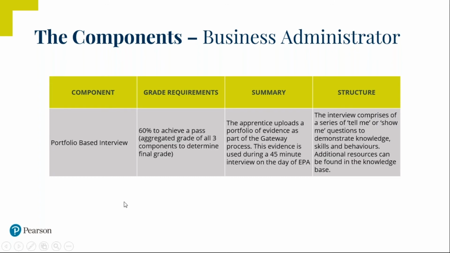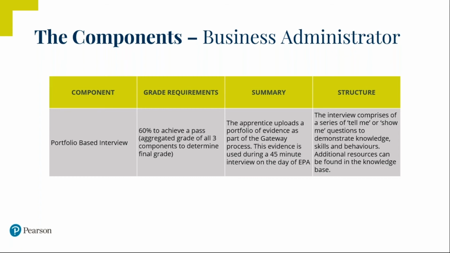The second component is a portfolio-based interview. And to achieve a pass with a portfolio-based interview, the apprentice must get 60 out of 100, 60%, to achieve that pass. In terms of an overall grade, whether it be pass, distinction, or fail, all 3 grades are added together.